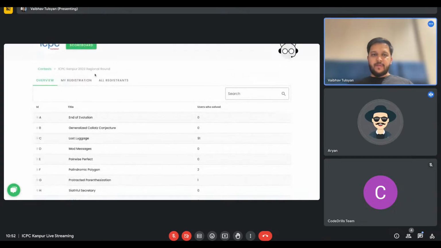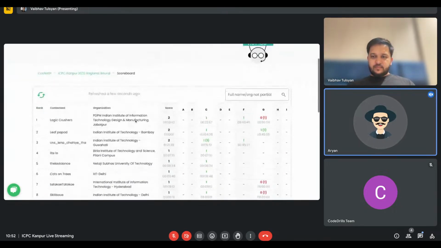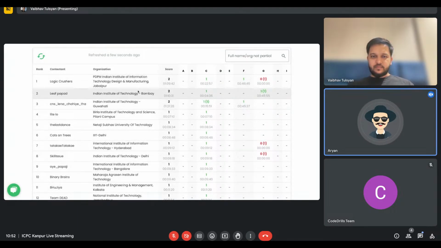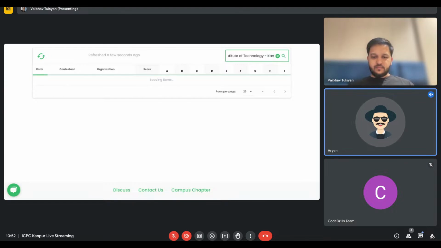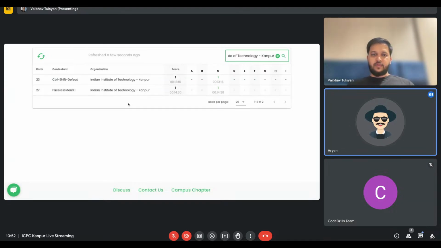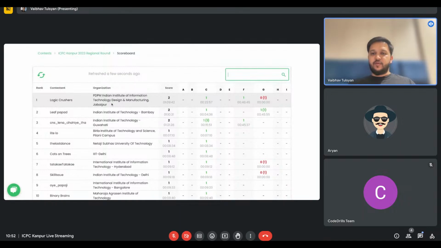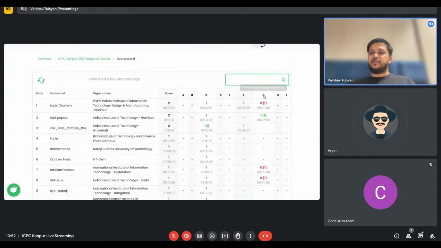As I see from the online round, IIT Kanpur was first, the second was IIT BHU, and the third was Skillsu from IIT Delhi. So those would be the ones we should look out for. There would definitely be more. Interesting that the team from Jabalpur is leading right now with a very small time penalty difference. But I guess these are just the initial problems.